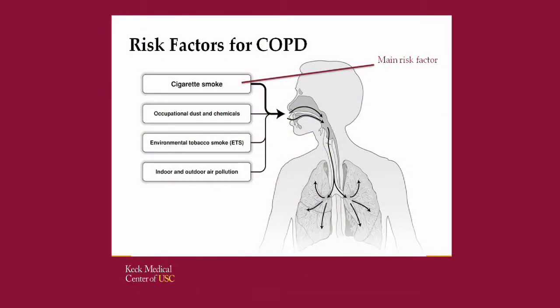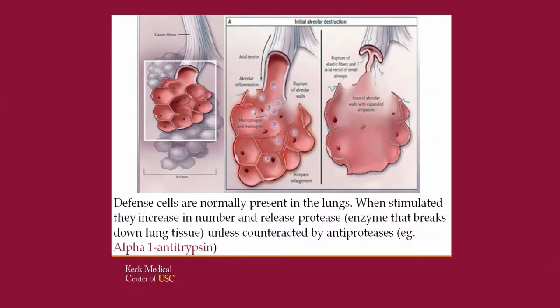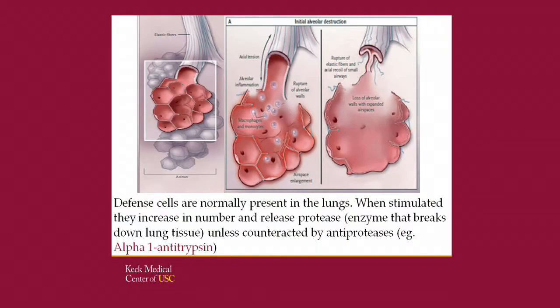So we know that the risk factors are many, but the main risk factor being cigarette smoke affecting COPD. But how does that really work? When we're looking at the lungs, and the end unit is considered an alveoli, this is what generally it looks like. And what we do have is defense cells that are normally present within the lungs. And when stimulated, they increase in numbers. But they also release a protease, an enzyme that breaks down lung tissue, unless they're counteracted by antiproteases. So what I've highlighted here is this alpha-1 antitrypsin. That's going to be something I'm going to be talking about later on. But the depiction here shows that these are the defense cells, and with the ongoing inflammation in addition to environmental factors, you get these units that should be looking like this.